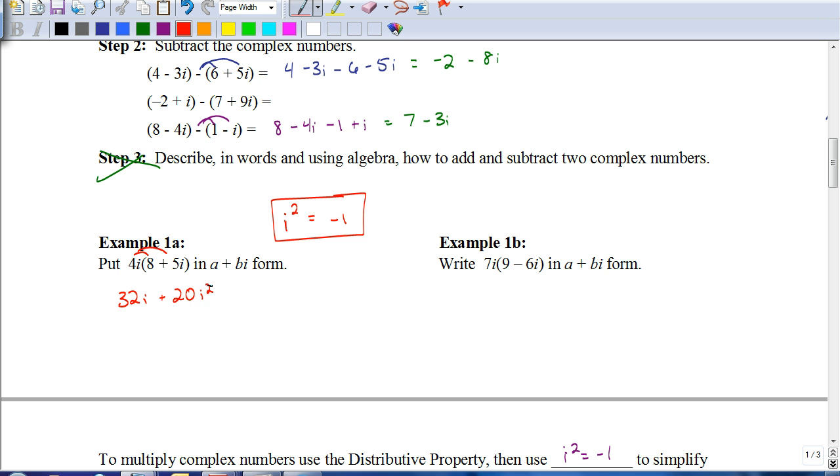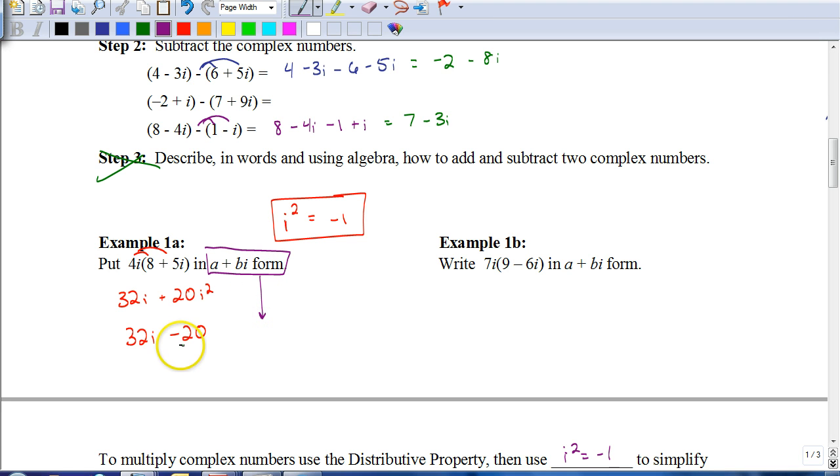But remember, i squared is negative 1, so this is really 32i minus 20. Because if i squared is negative 1, multiply that times 20, that gives you negative 20. So our answer is 32i minus 20. Now notice how it says to write your answer in a plus bi form. This is a common form that we want to write our answers in when we're dealing with complex numbers, where our imaginary number would come second and our real number comes first.